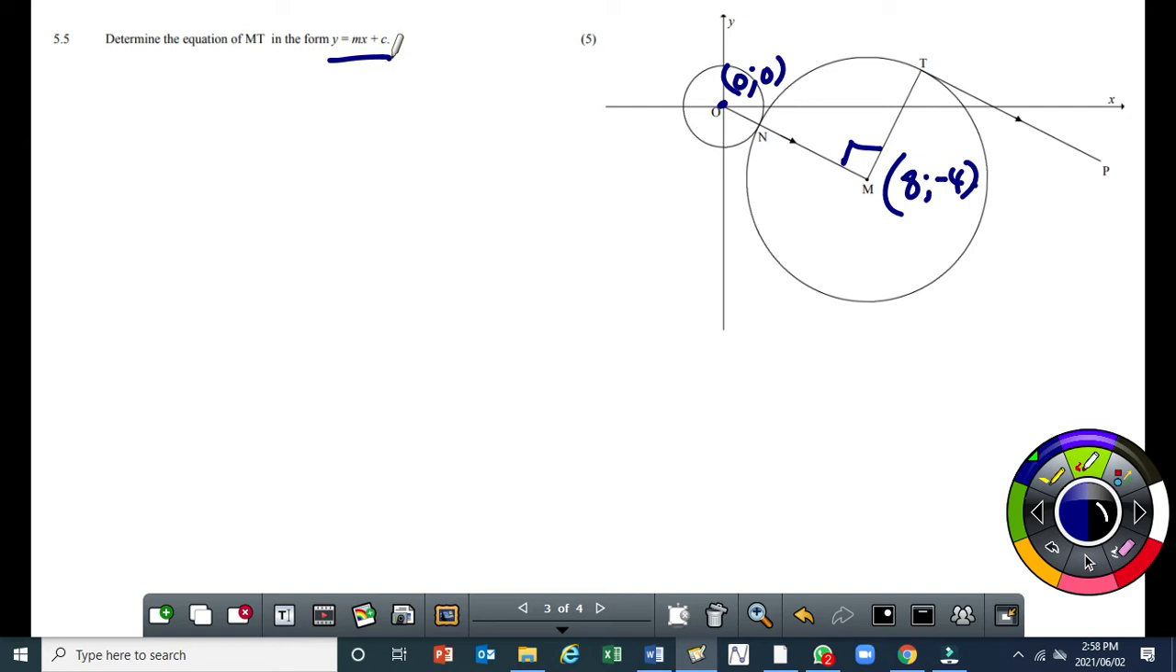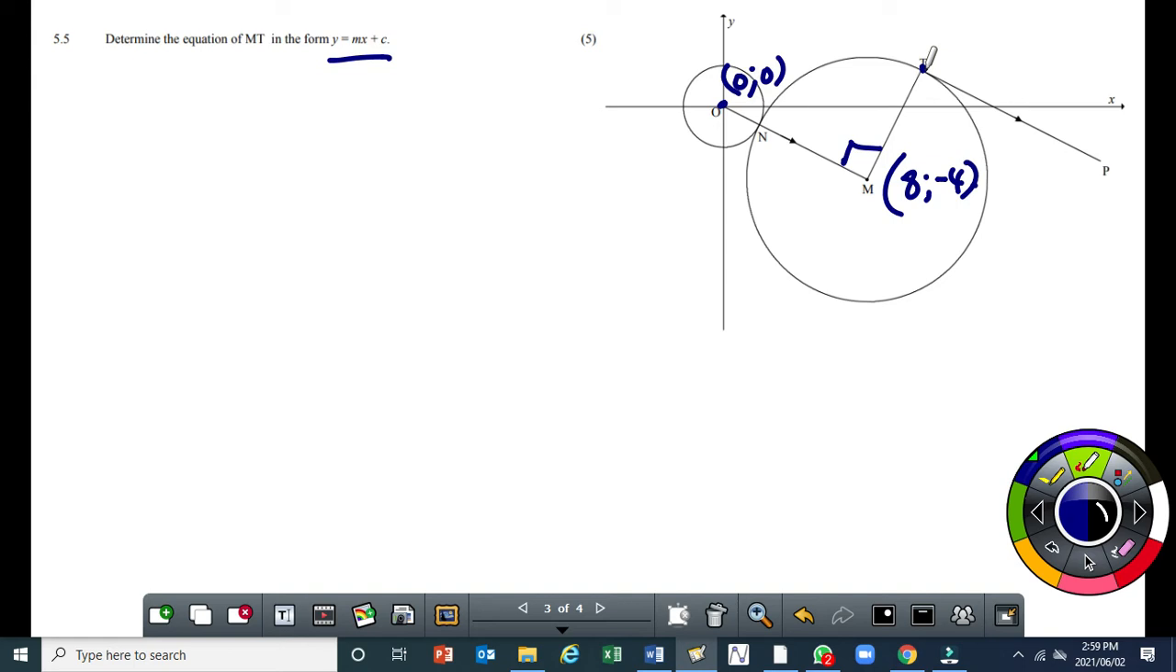Yeah, but now you can't use y2 minus y1 because you don't know the coordinates. So don't you use the gradient of OM? Yeah, you have to use the gradient of OM. Find the gradient of OM. Since OM is perpendicular to MT, it means if you multiply their gradients, you get minus 1.